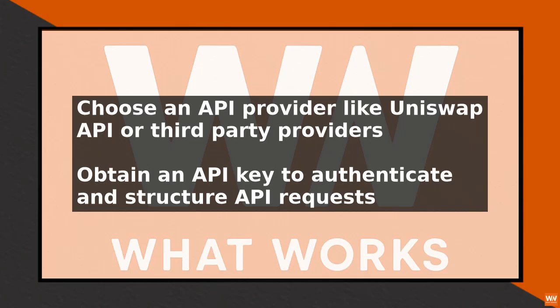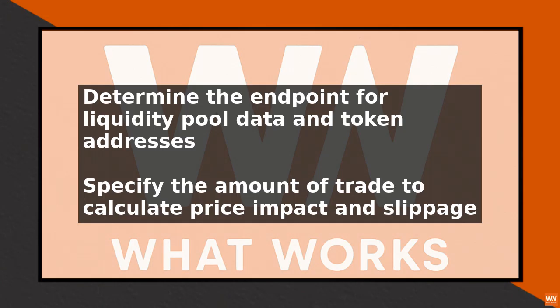To calculate price impact, you need to understand the concept of slippage, which is the difference between the expected price of a trade and the actual price. Price impact is a measure of how much the price of a token will move due to a trade. The Uniswap API will typically return data such as the input amount, the output amount, and the price impact of the trade.